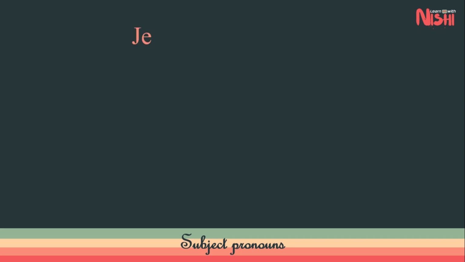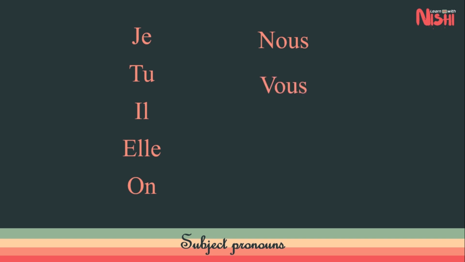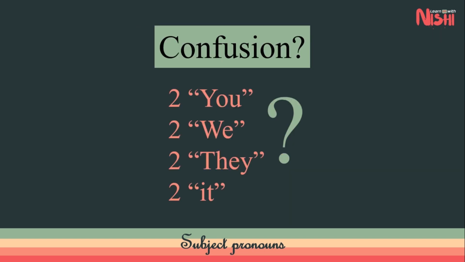Je, tu, il, elle, on, nous, vous, ils, elles. Now I know you are confused why there is two you, two we, two they, and two it.